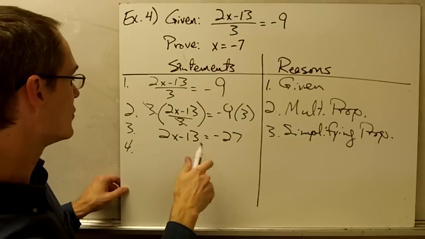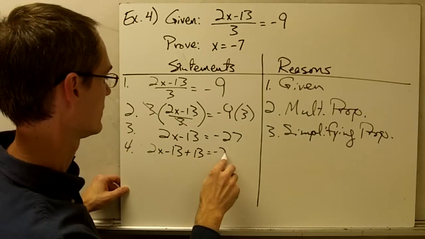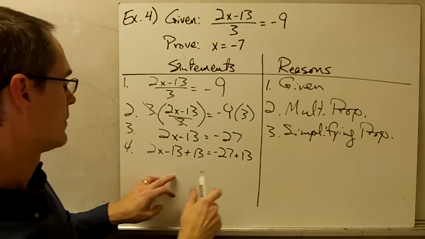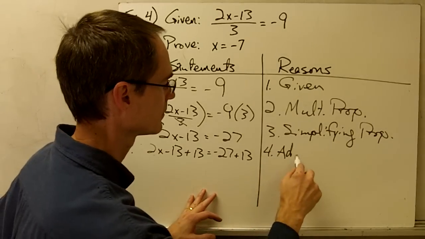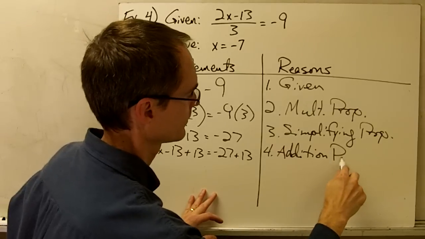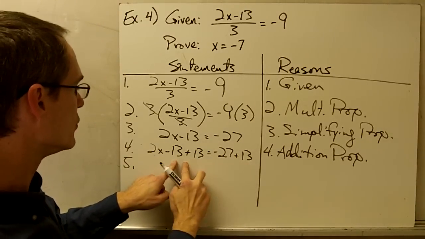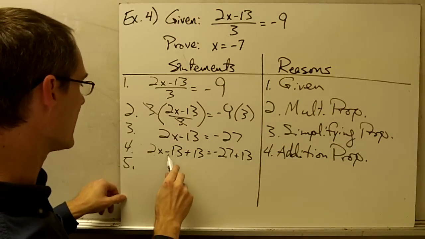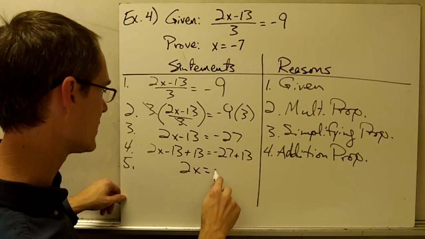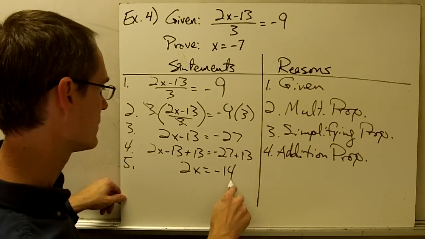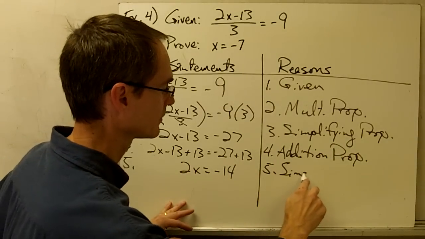So let's see, I would like to add 13 to both sides of my equation. And anytime I add the same thing to both sides of my equation, I'm using the addition property. And let's see, I want to combine all my like terms, which means I'm going to simplify. So here my 13's go away. That leaves me with 2x. And negative 27 plus 13 is negative 14. And again, that's the simplifying property.